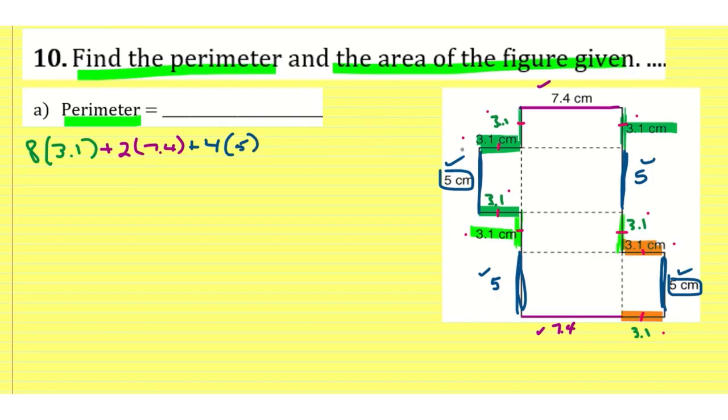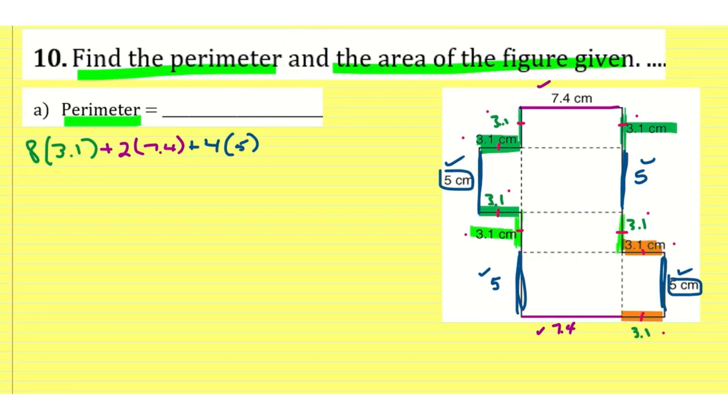Okay, so has every side been accounted for? I believe so, because we're only looking at the outer things. These dotted lines inside have nothing to do with the outer perimeter. Perimeter is always on the outside of a figure. Okay, so we should be able to add all this up to find our total perimeter.